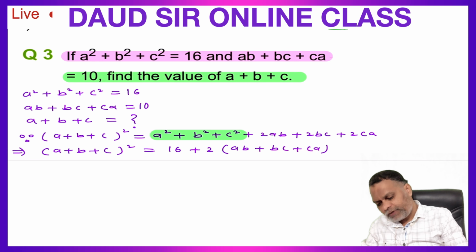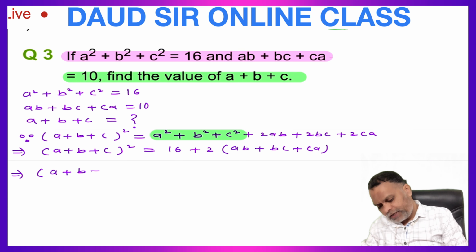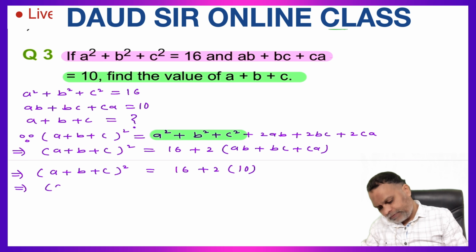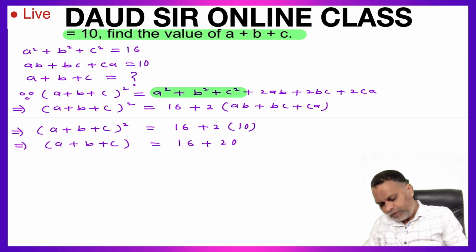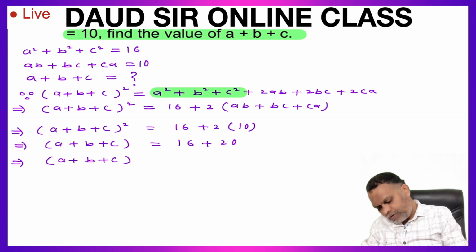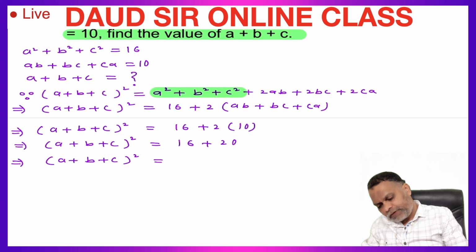Now we can substitute ab + bc + ca is equal to 10, which implies (a+b+c)² is equal to 16 + 2 into 10, which implies 16 + 20, which implies (a+b+c)² is equal to 16 + 20, 36. Take a square root of both sides. So this is a + b + c is equal to plus minus 6.